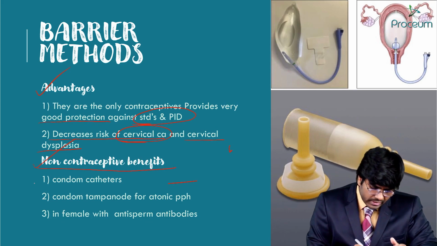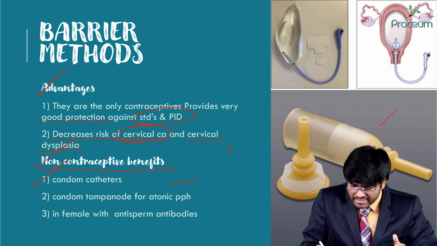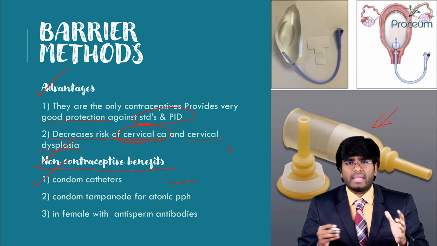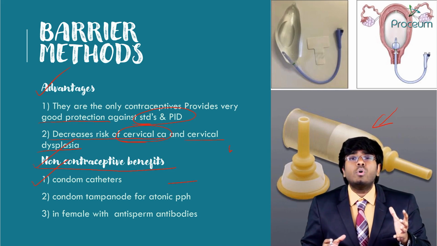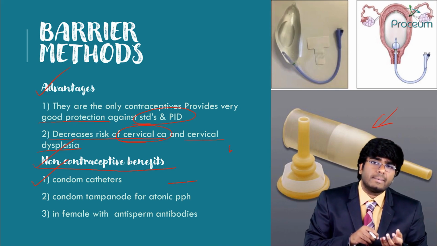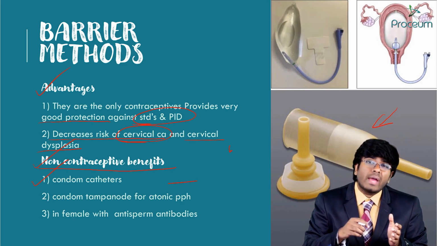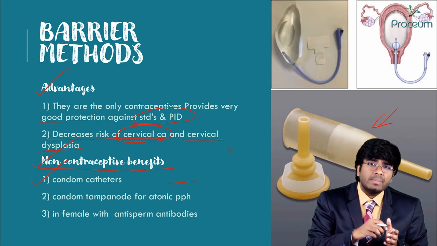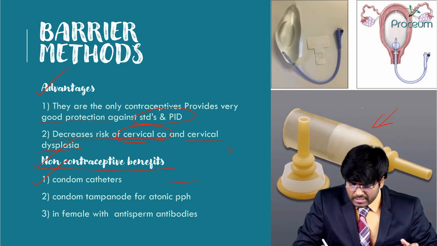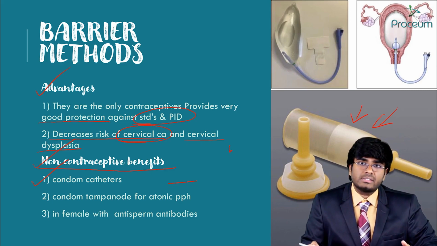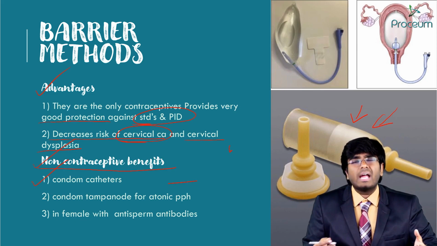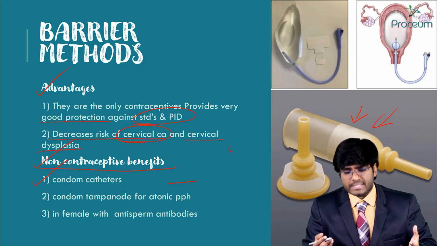Non-contraceptive benefits are that these condoms can be used as condom catheters. Most elderly males don't want a Foley's catheter. For those who refuse a Foley's catheter, you can use these condom catheters. It's very easy to apply, and most of the time they won't refuse this.